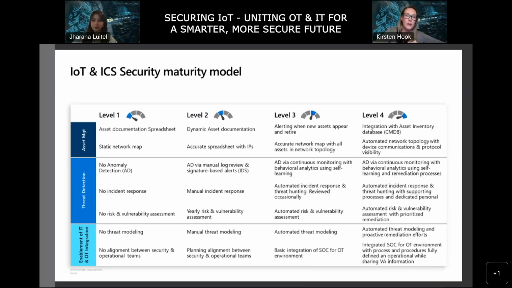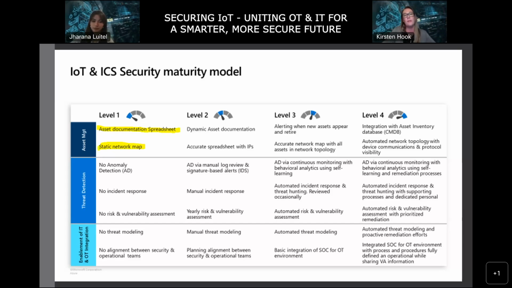You can go to the next slide, Jharana. Here, I'm not going to be able to go through this whole slide. In fact, we're running out of time here, but we have basically an IoT and ICS security maturity model. So let's start at the very top left, where, in a lot of the places that I have traveled to, this is where they're at: all of their assets are documented in a spreadsheet. The static network map is really just a Visio diagram that was printed out like 10 years ago and has a bunch of coffee stains on it. And it's usually on a table somewhere in the environment. So that's where we're starting at level 1.